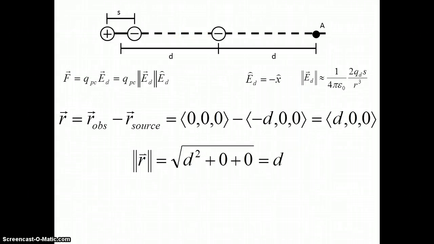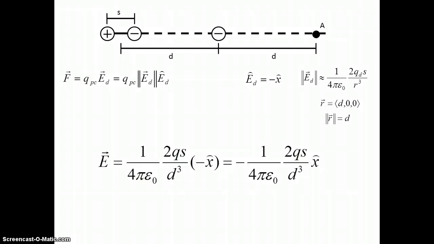The next step is to find the position vector, which is the position of the observation location minus the position of the source. Here the source is the dipole. We see that this comes out to d in the positive x direction. We know that the magnitude of r is the square root of the sum of the squares of the position vector, which here is just d. So plugging these into the electric field magnitude times direction equation, we find that the electric field vector is negative 1 over 4 pi epsilon naught times 2qs over d cubed times x hat.